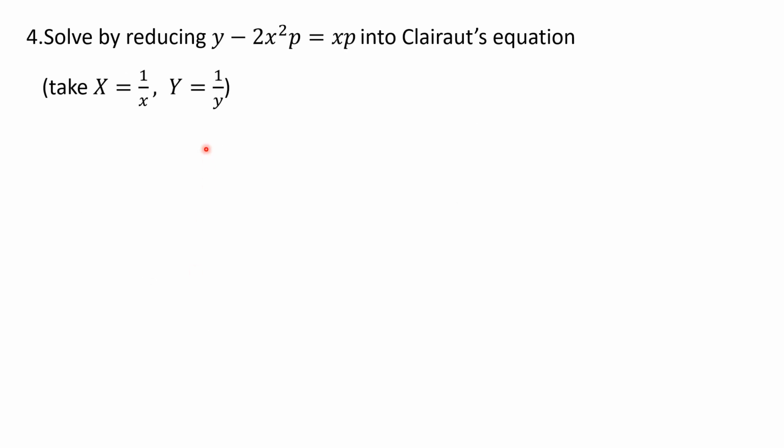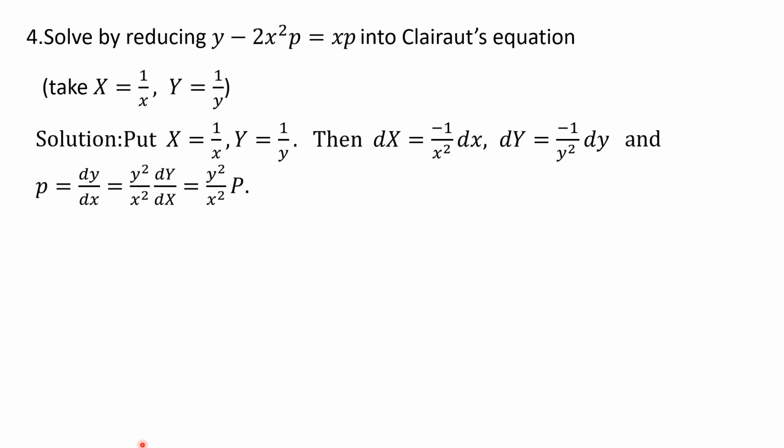One more problem. So students, here the substitution is slightly different, but no need to worry, we have to just differentiate and try to get p, that's all, and substitute in the given equation. So y minus 2x square p equal to xp we have to write by reducing into Clairaut's form. So what is given, X equal to 1 by x, Y equal to 1 by y, so differentiate on both sides. So dX equal to derivative of 1 by x is minus 1 by x square dx, dY is equal to minus 1 by y square dy.